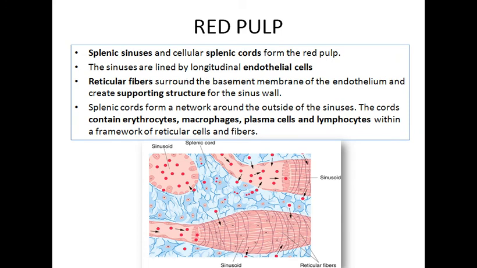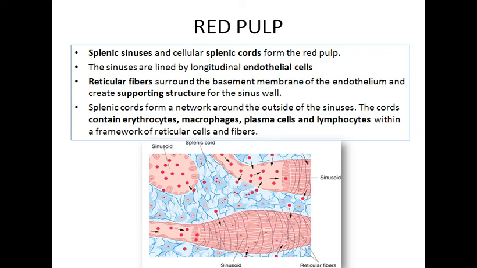रेड पल्प को जब हम देखेंगे, इसमें वी कैन सी द स्प्लेनिक साइनसेस एंड स्प्लेनिक कॉर्ड्स, राइट? साइनसेस आर लाइंड बाय, सी दीज आर द साइनसेस. साइनसेस आर लाइंड बाय लॉन्गिट्यूडनल एंडोथेलियल सेल्स. ठीक है, एंडोथेलियल सेल्स होंगे. अलॉन्ग विद दैट वी कैन सी द रेटिकुलर फाइबर्स. These are the reticular fibers. The function of reticular fibers is always that it provides the structural support, right?